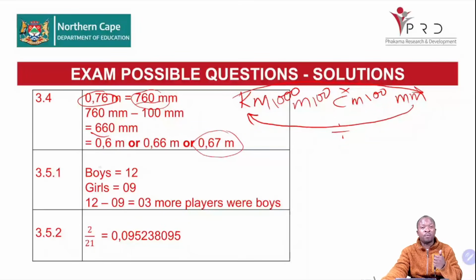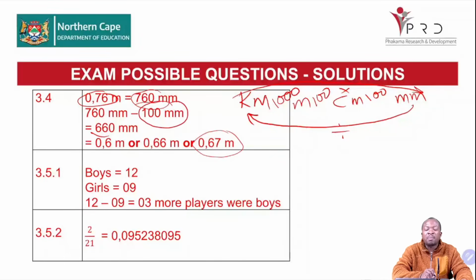So the first thing you have to do is try to get your answer in millimeters so that it can allow you to subtract. If you didn't want to convert it from 0.76 meters, then what you needed to do is to convert the 100 millimeters to become meters. Meaning you will say 100 millimeters divided by 1,000 so that you get 0.1. Then from there, you will be saying 0.76 minus 0.1. So you're going to get 0.66.